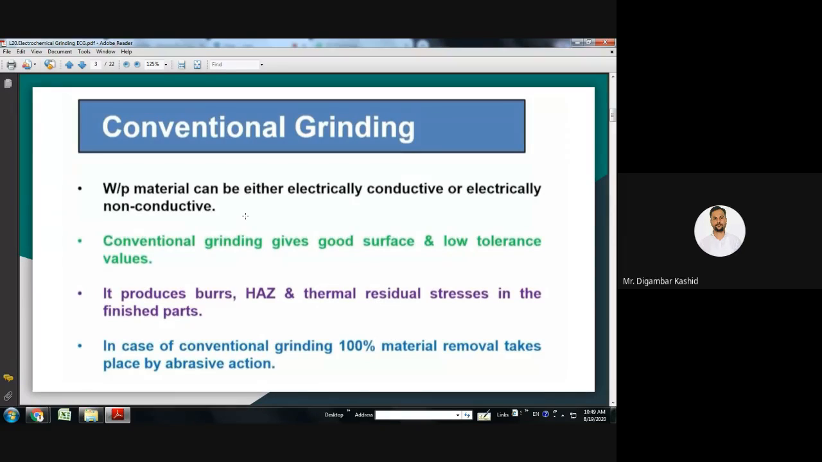So on that, abrasive particles will bond with the help of some bonding material. And for the workpiece material, it may be electrically conductive or non-conductive in the case of conventional grinding. So any kind of metal can be polished or ground by a conventional grinding machine.